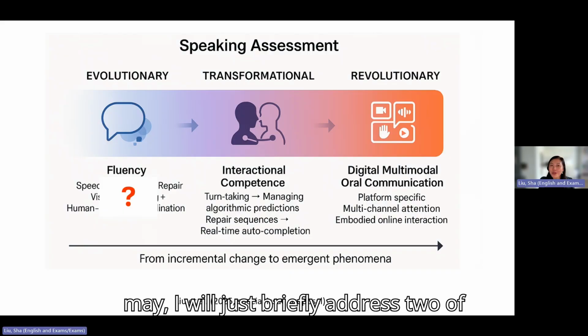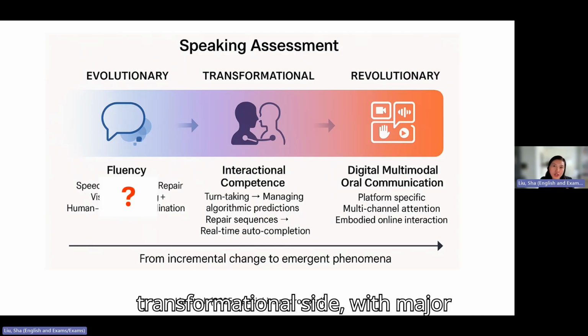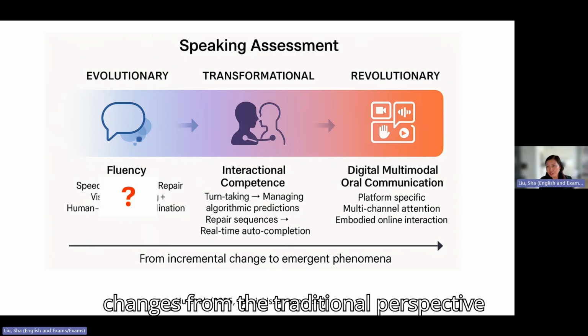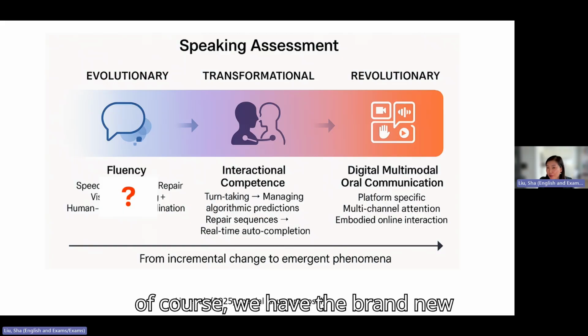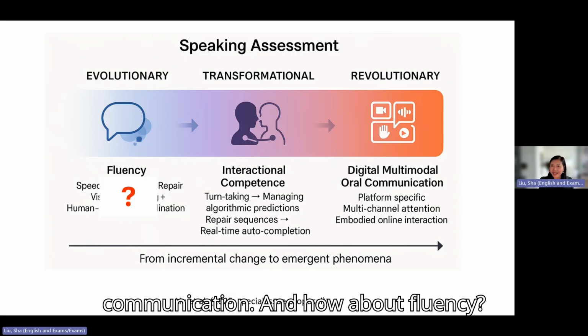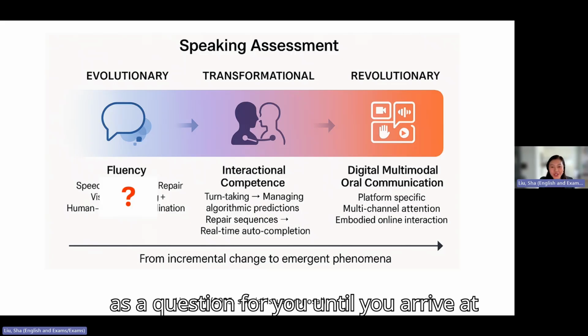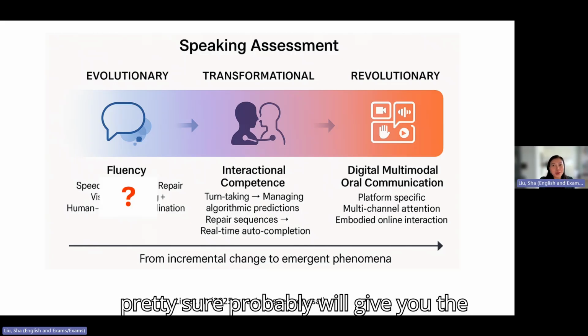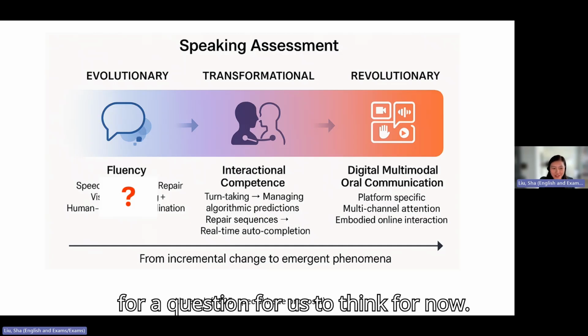And if I may, I will just briefly address two of them. For example, interactional competence might be all on the transformational side, with major changes from the traditional perspective to the AI-mediated perspective. And then, of course, we have the brand new construct that is digital multimodal or multimodal digital oral communication. And how about fluency? Excuse me, but I would want to keep this as a question for you until you arrive at the session by Parvaneh, because I'm pretty sure Parvaneh will give you the most insightful presentation on this topic. And for now, I will just keep it as a question for us to think about.